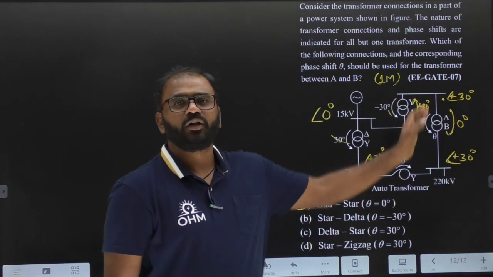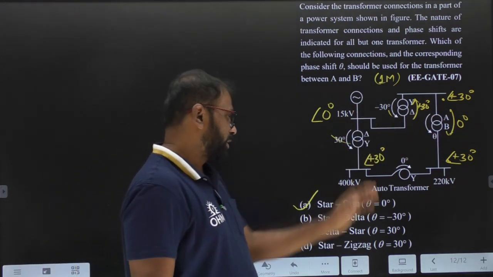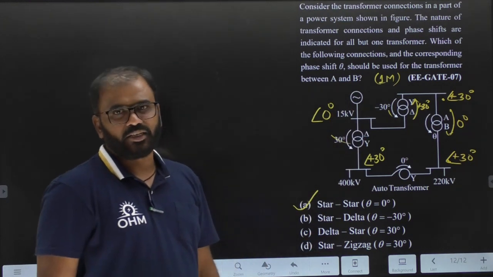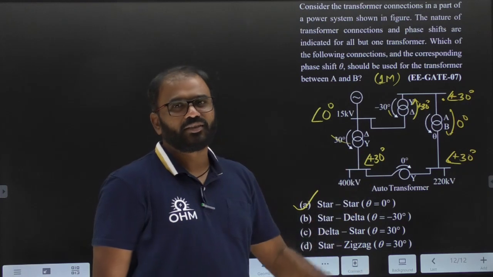Then in that case, what is the phase shift provided by this? 30 degrees. Correct or not? Plus 30 degrees on the downside, and on the upside, minus 30 degrees. Okay? Clear? Understand? So that's how you need to answer the question.